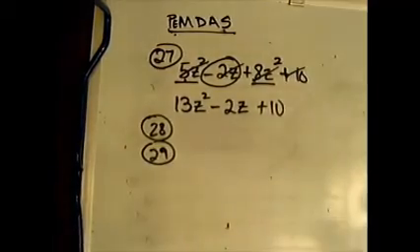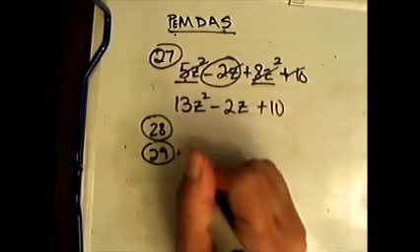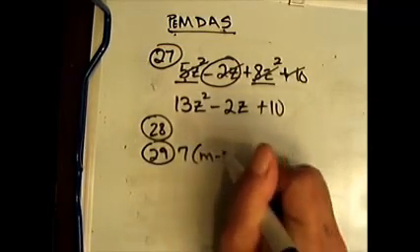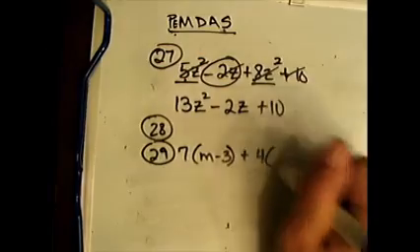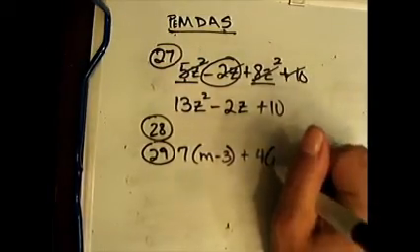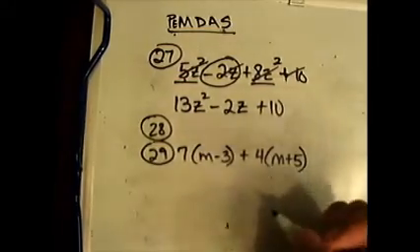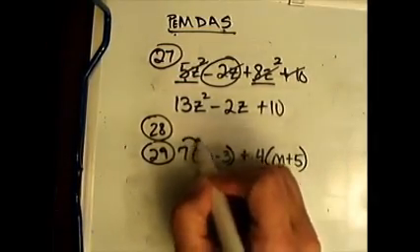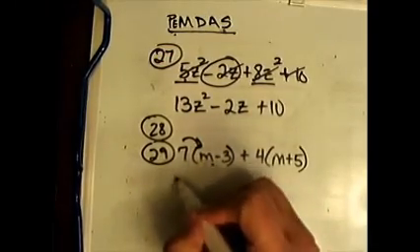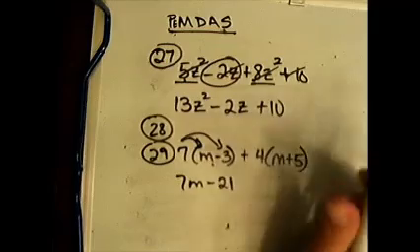I will do number 29 with you. 29. 7 times m minus 3. What do you see on this one? What are you going to use? 5 points to the person who knows. Distributive property. 7 times m is 7m. 7 times negative 3 is negative 21.